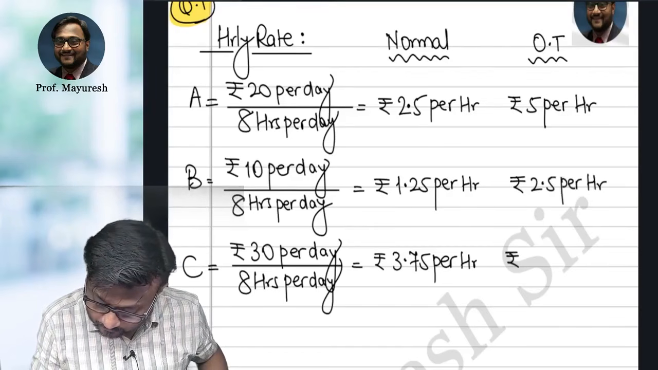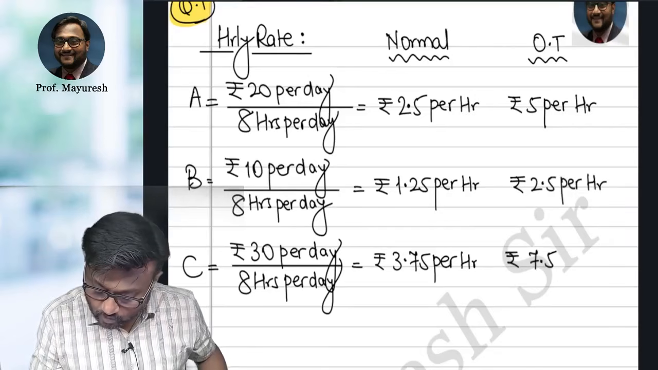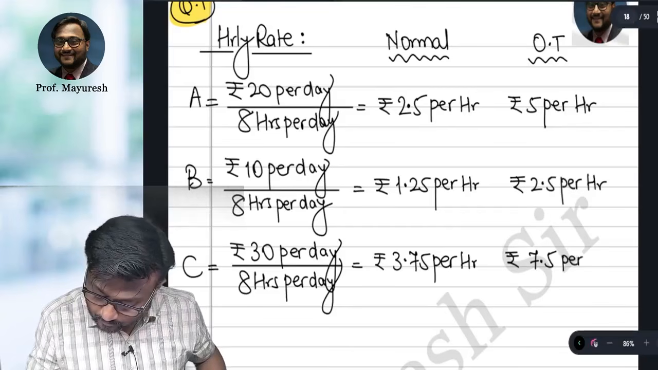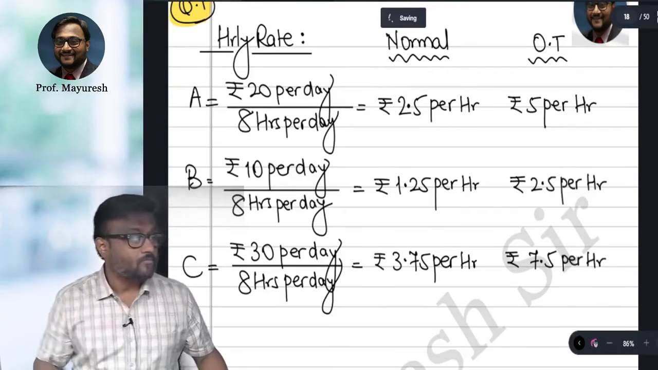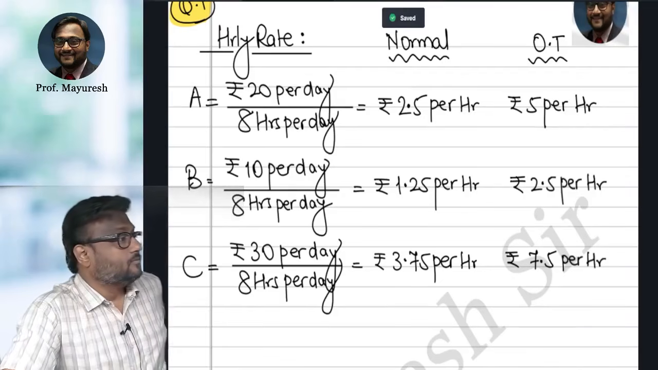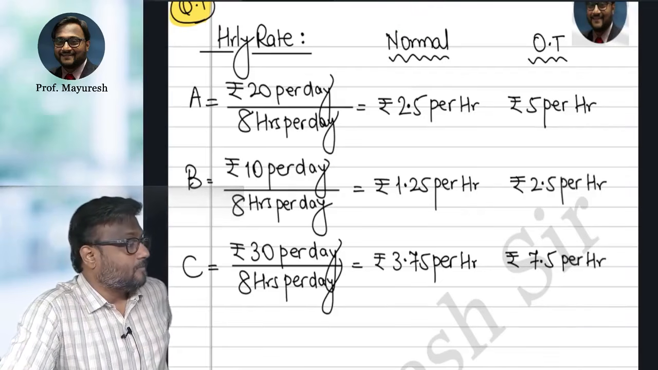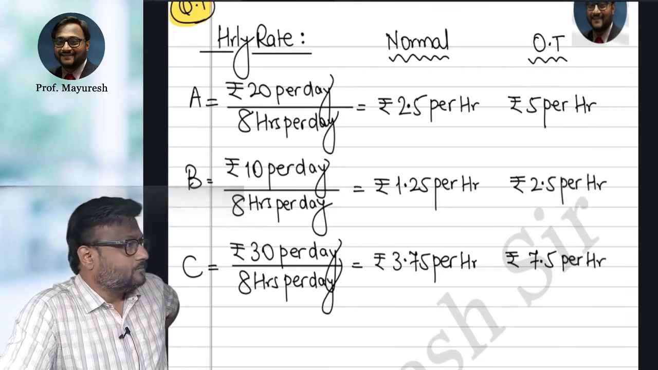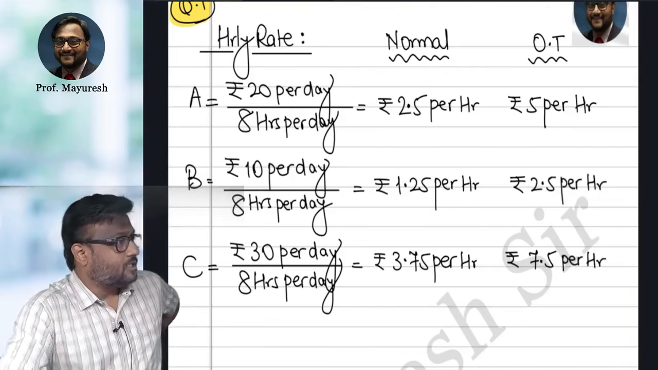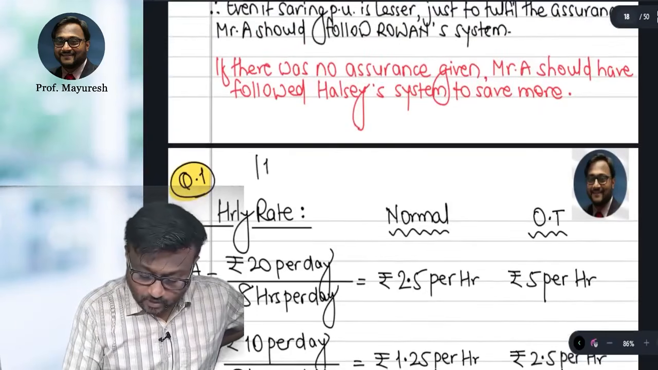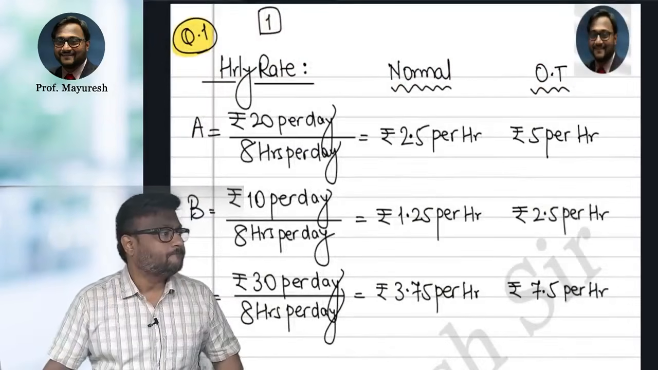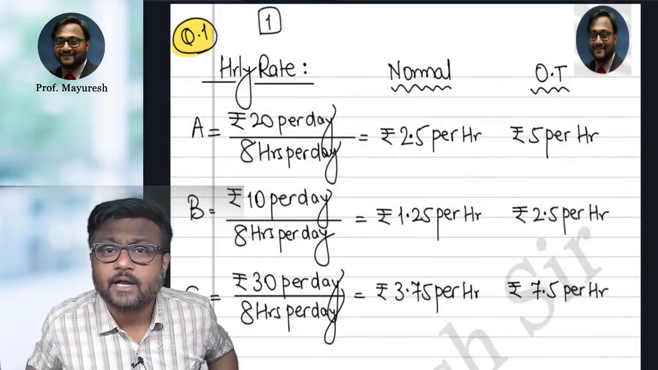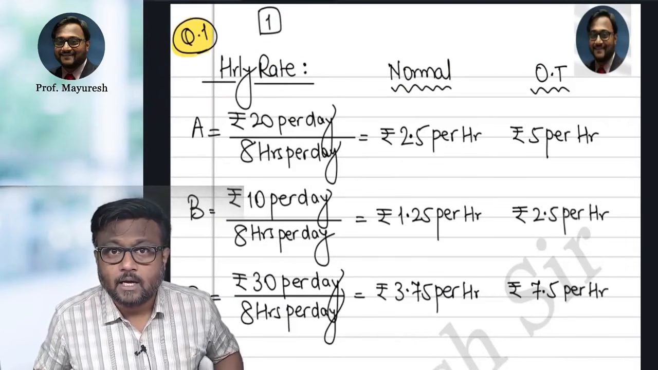And this will be what, 7.5? Yes or no? You understood this? Kindly copy this as working note 1. Done? Yes, sir. So according to the Factories Act, overtime is paid at a double rate.